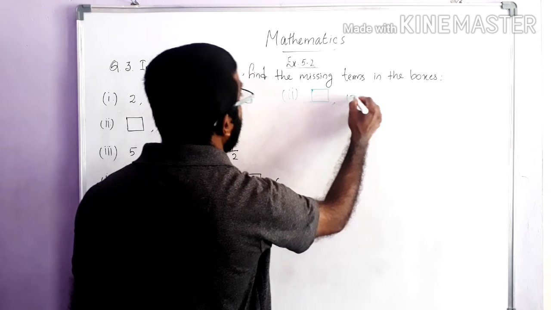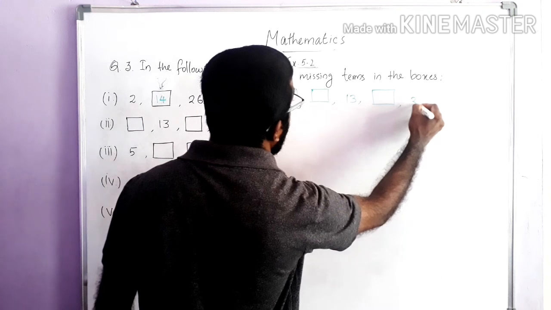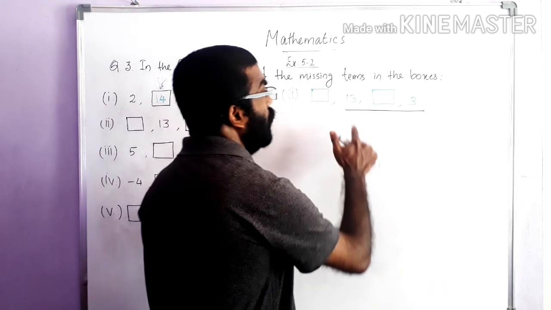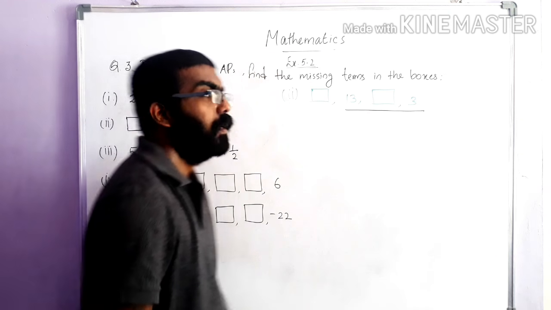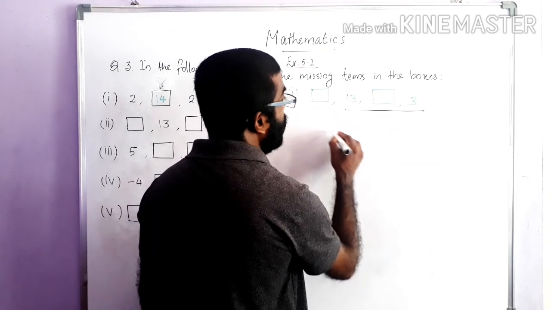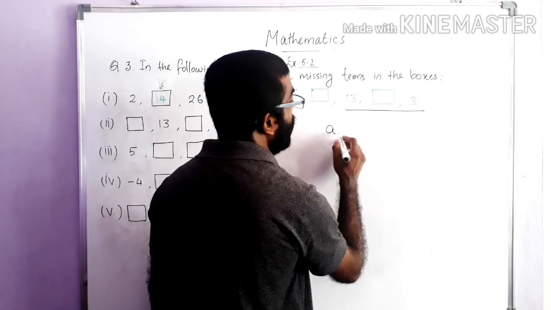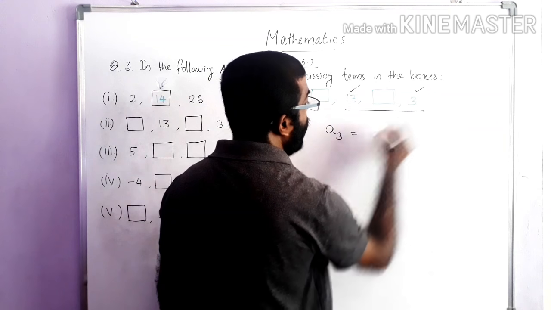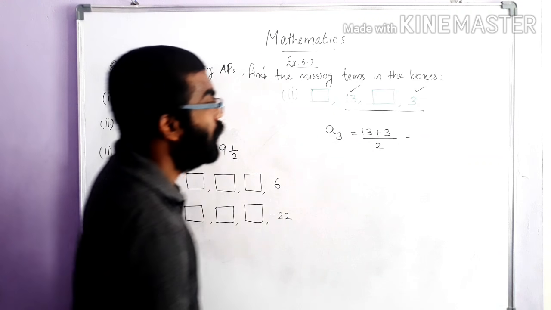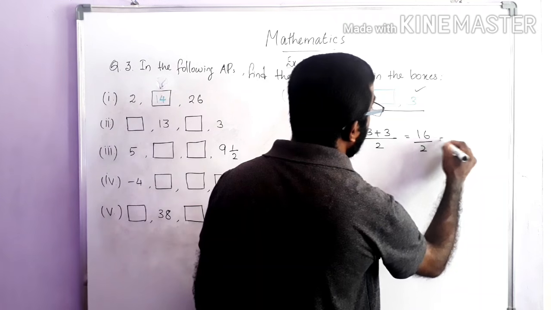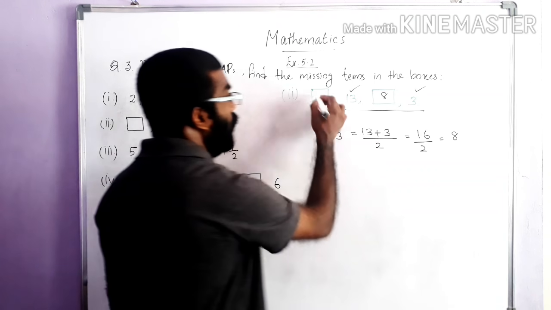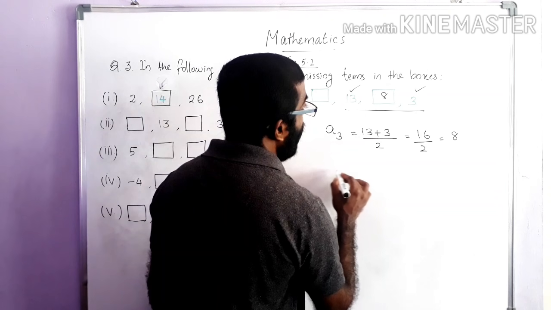first a missing term, then 13, then a missing term, then 3. So here if we take this part only, that means 13, comma, missing term, comma, 3, these are three consecutive terms of an AP, and we can find the middle term. Here the terms are first, second, third. A3 is equal to (13 plus 3) divided by 2, using the previous result. 13 plus 3 is 16, and 16 by 2 is 8. So here the value is 8.